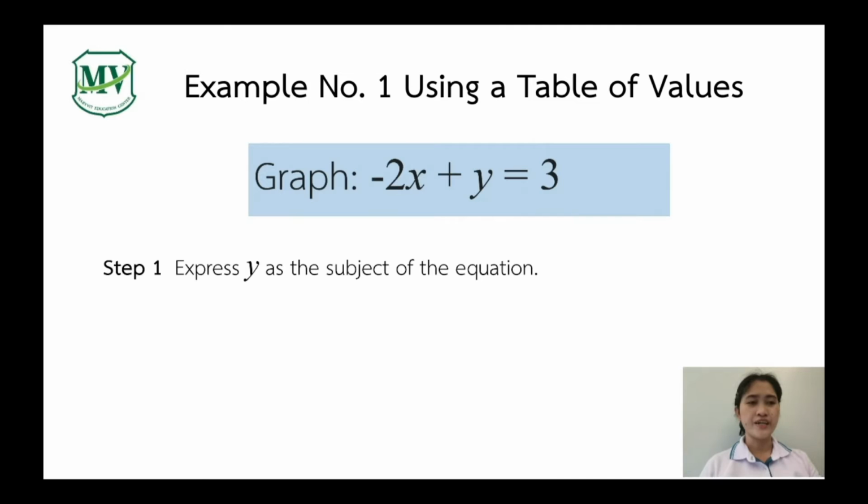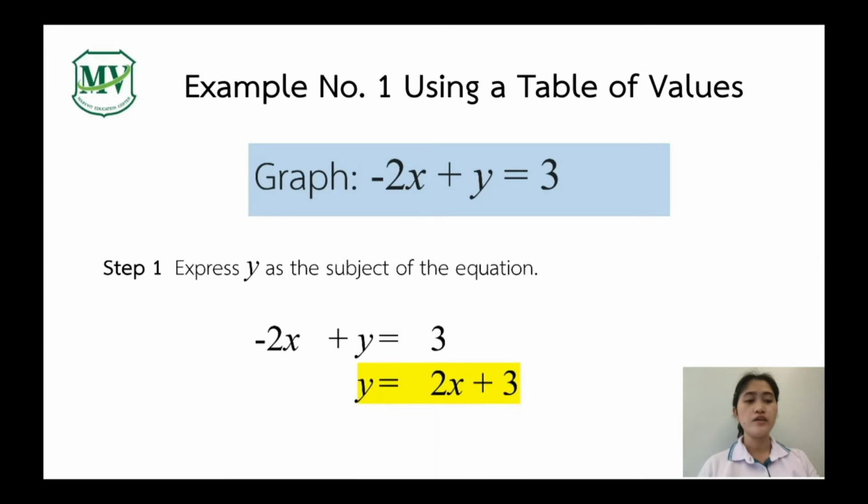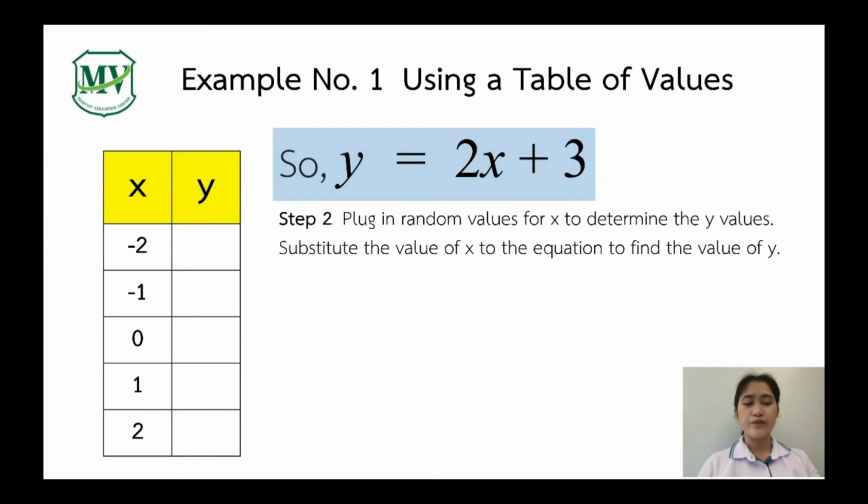Let's graph -2x plus y equals 3. Step number 1, express y as the subject of the equation. Transpose -2x to the right-hand side of the equation. So our new equation would be y equals 2x plus 3. Step number 2, create a table of values. Plug in random values for x to determine the y values. So for this video, I'm going to use -2, -1, 0, 1, and 2.